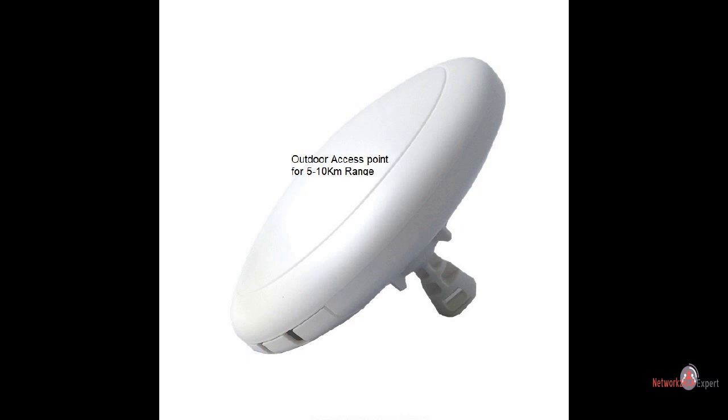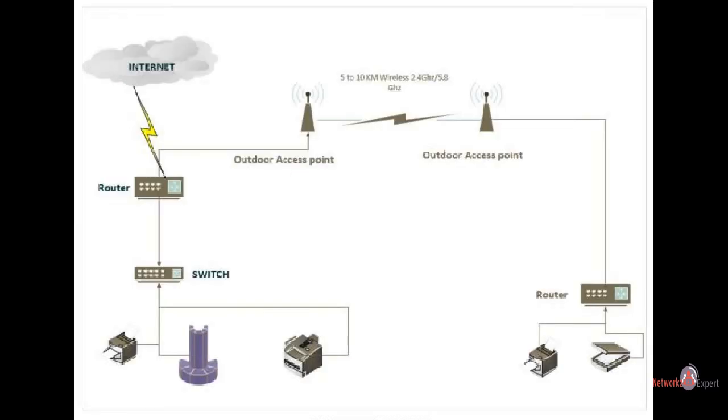Okay, let's go to the setup again and see what we are going to do. In this diagram, the internet is connected to the router, and from the router LAN port we connect to the outdoor access point. Through that it will go to the remote location.